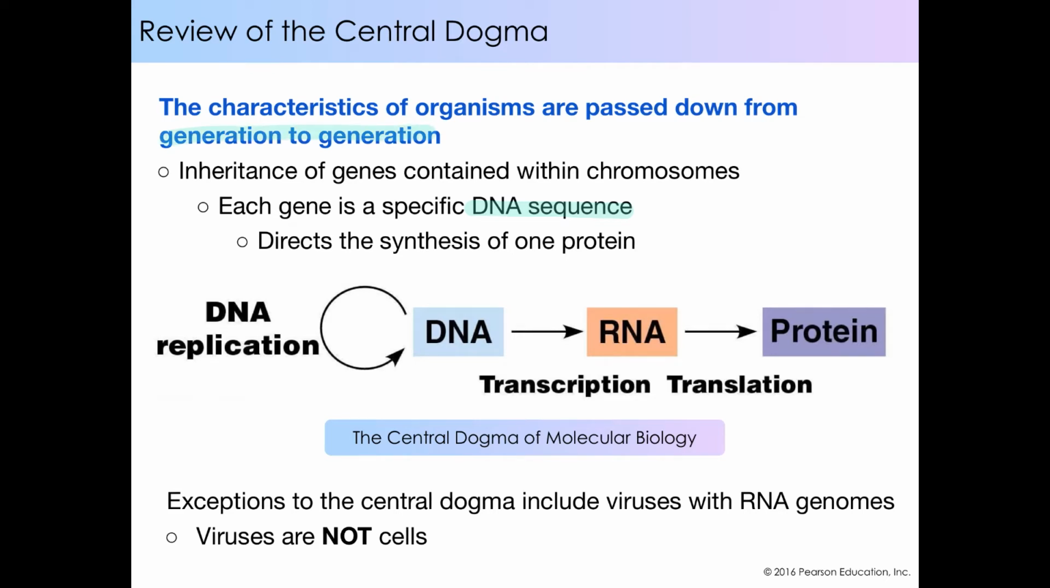The information contained in a cell's DNA is the instructions for the synthesis of proteins that serve as the molecular workers of the cell. And we know that DNA is replicated so that it can be apportioned to daughter cells during cell division, and that it is then transcribed into RNA, specifically messenger RNA, which is then translated into protein. Now, this process, if you recall, is the central dogma of molecular biology, and deviations from it apply to certain viruses that have RNA genomes.